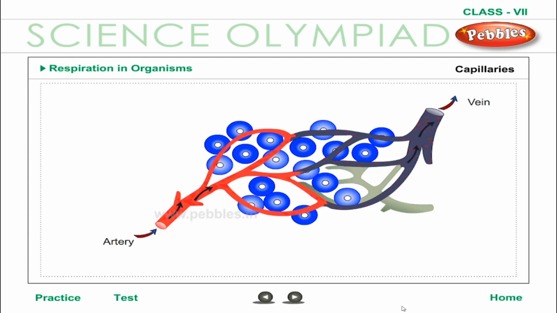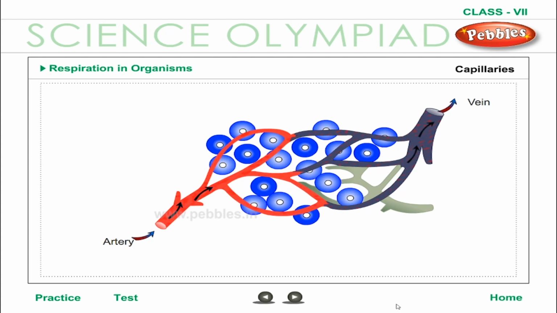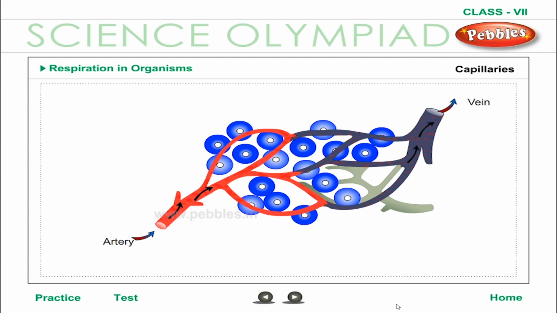Capillaries. These are thin-walled blood vessels and form a network of extremely tiny blood vessels between arteries and veins. The walls of the capillaries are so thin that diffusion of gases and chemical substances takes place very easily.